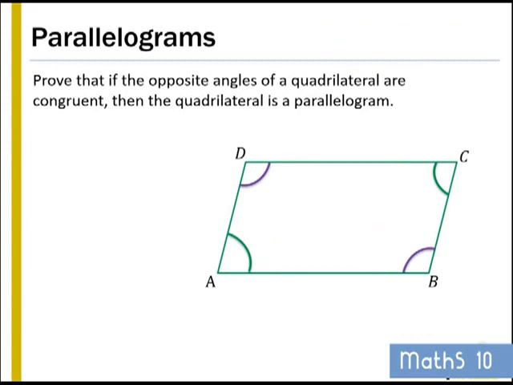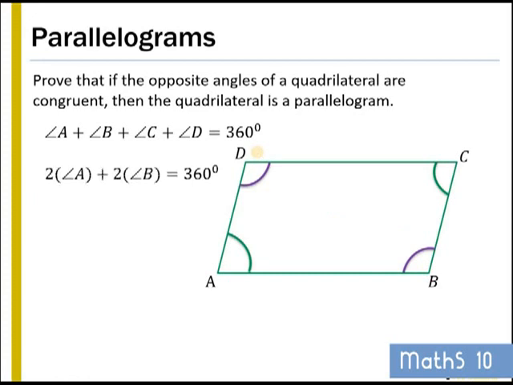And for the final proof, prove that if the opposite angles of a quadrilateral are congruent, then the quadrilateral is a parallelogram. So in this case, we're assuming that A and C are equal, and also that B and D are equal. We know that angle A plus angle B plus angle C plus angle D is equal to 360 degrees. So that means that 2 lots of angle A plus 2 lots of angle B equals 360 degrees, because A and C are both equal, and B and D are both equal. So angle A plus angle B must equal 180 degrees.